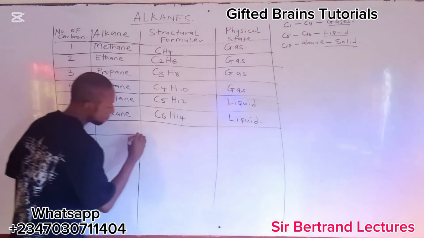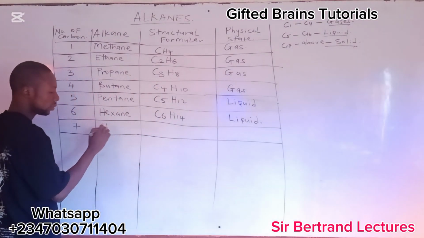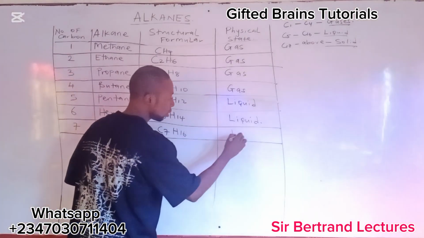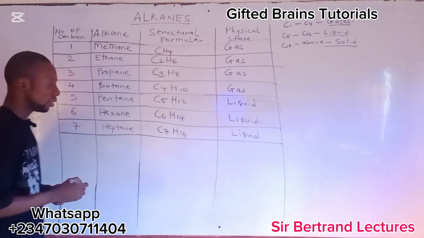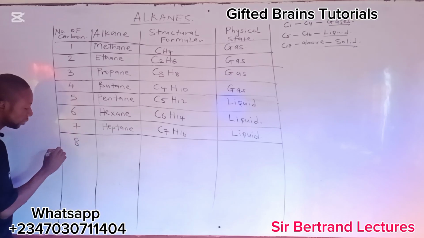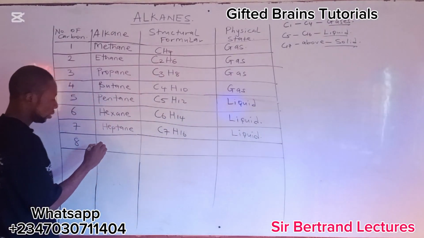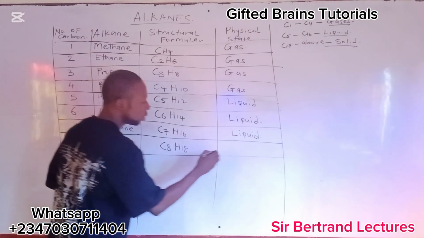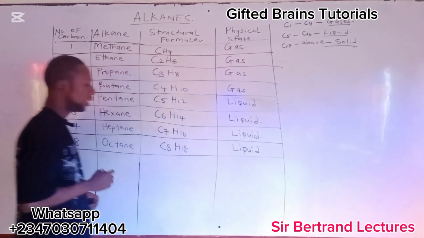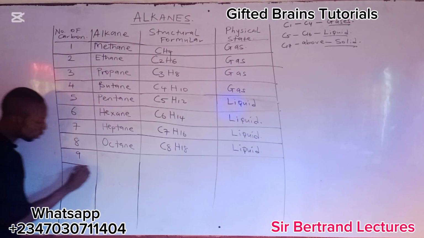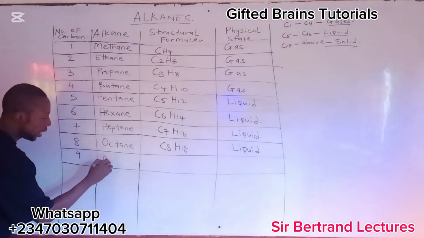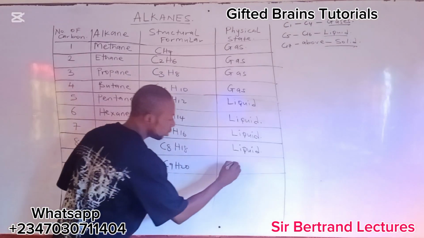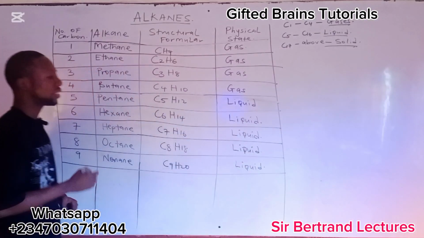7 carbon atoms is heptane, C7H16, and that is liquid in its physical state. 8 carbon atoms is octane, C8H18, and that is liquid in its physical state. 9 carbon atoms, that is nonane, C9H20, and that is liquid in its physical state.